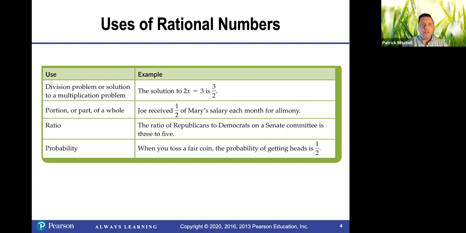Uses of rational numbers. One use is in a division problem or as the solution to a multiplication problem. For example, the solution to 2x equals 3 is the rational number 3/2. It's used to represent a portion or part of a whole, as in Joe received half of Mary's salary each month for alimony.